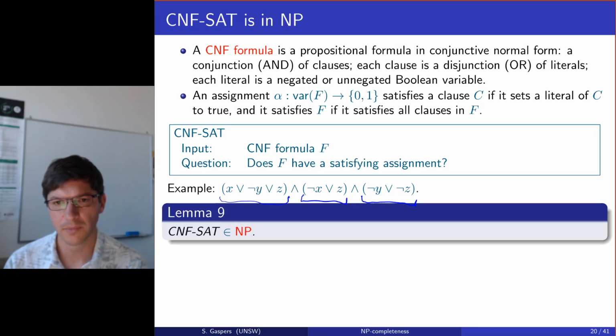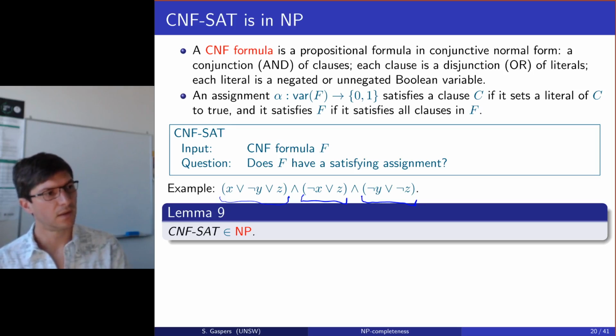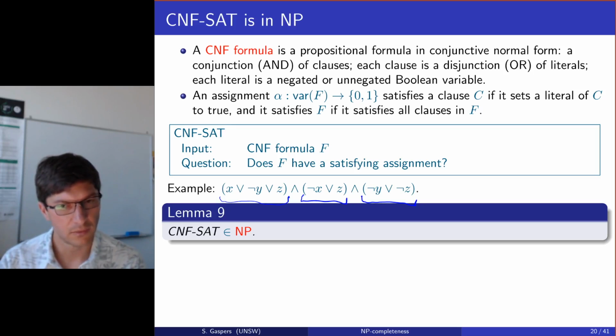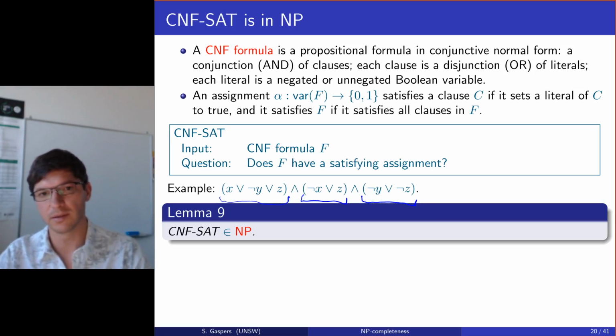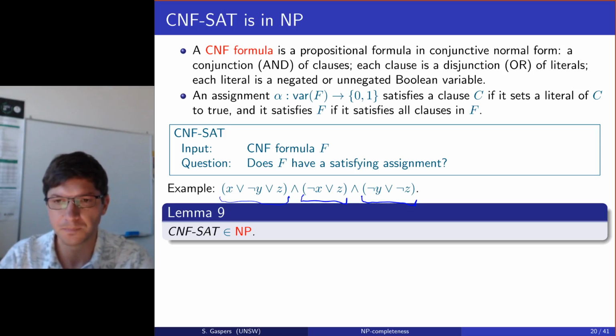There's a lemma here that says that CNF-SAT is in NP. So why is that? Well, to prove this, we would need to define a non-deterministic Turing machine that actually solves this problem. Let's just think about this abstractly. We are not going to write an actual Turing machine. But we can encode this formula, and so what can the Turing machine do? First of all, it can guess the assignment. So it can guess some assignment of the variables, and let's assume that it made the correct guess.